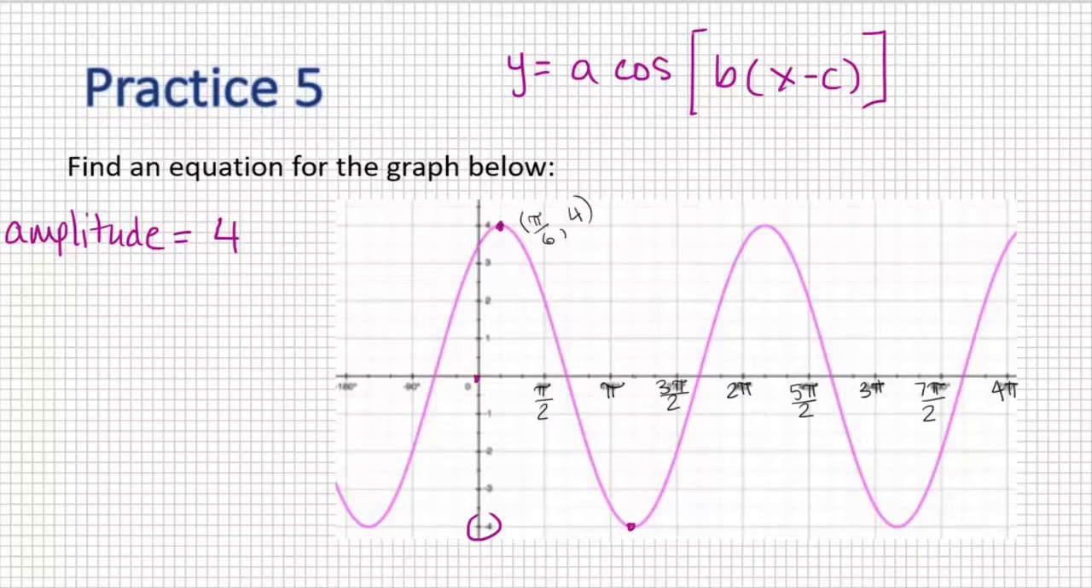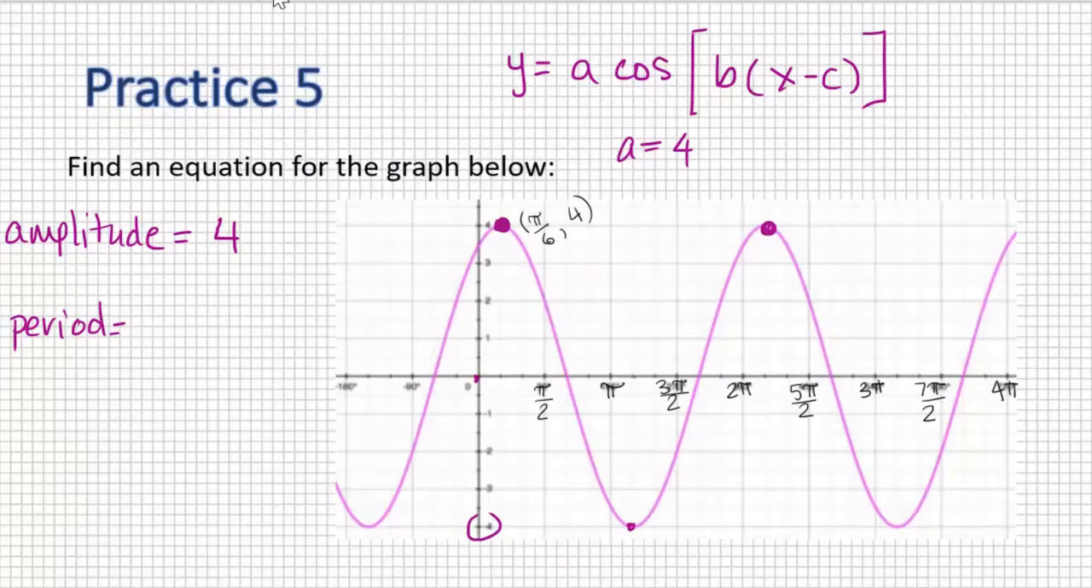Again, there are going to be many equations we could use to describe this. We're going to try to use the most straightforward equation that we can. So if the amplitude has a value of 4, then we'll use a with a value of 4. What about the period? How long does it take to get through one cycle? Well, here it might be easiest if we measure from maximum point to maximum point.